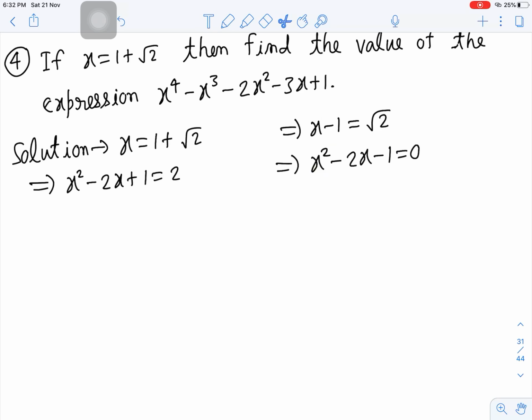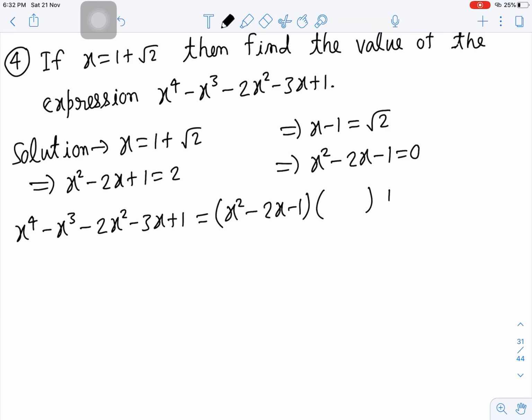The benefit would be, suppose this is the expression, and if you are able to write this as x square minus 2x minus 1 into another quadratic polynomial plus some remainder, then this whole term will become 0. Why? Because this is 0, so 0 into anything is 0 plus remainder, so only you need to find the remainder, and that part would be easier. Now to solve it we need to find the remainder.